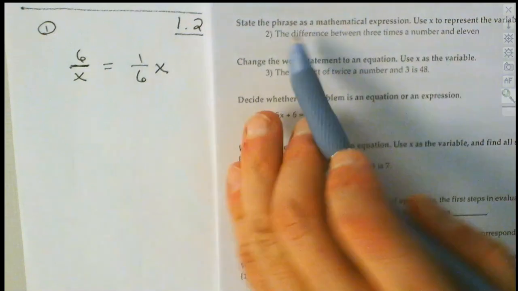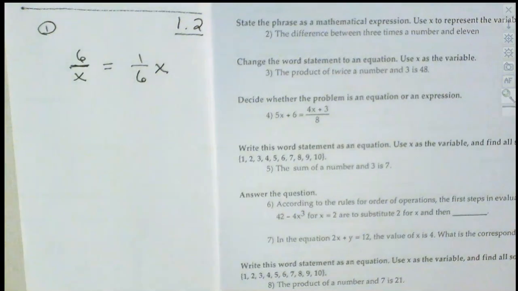But wait, that's for 2. For 3, we don't have subtraction. We just have products. Products mean multiply. So for question 3, what we're looking at here is the product of twice a number and 3 is 48. So the product of twice a number and 3.